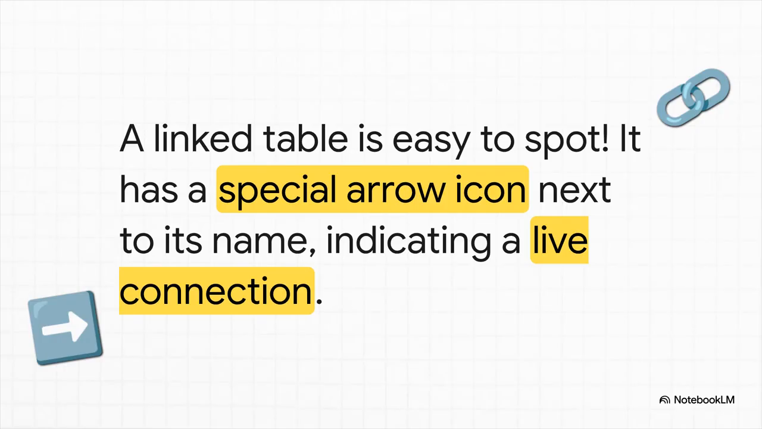And just like with the attachments, Access gives you a really clear visual signal when you're working with a live connection. A table that's linked, not imported, is going to have this small arrow icon right next to its name. That way, you always know if you're looking at live data from somewhere else.